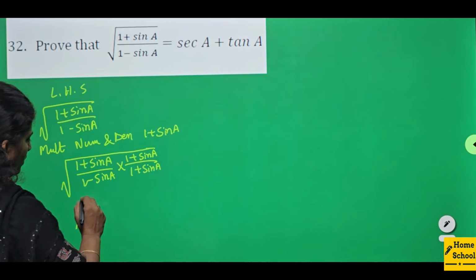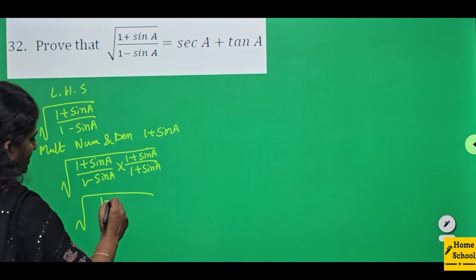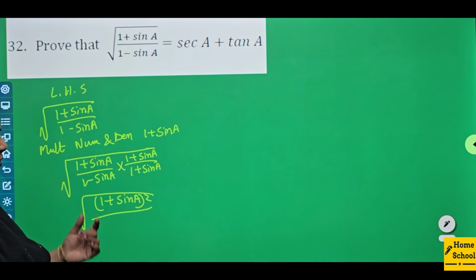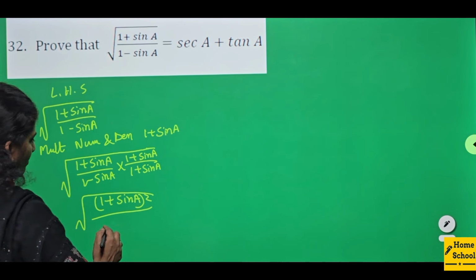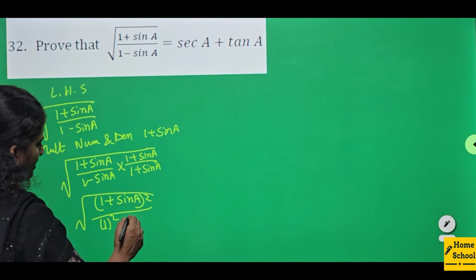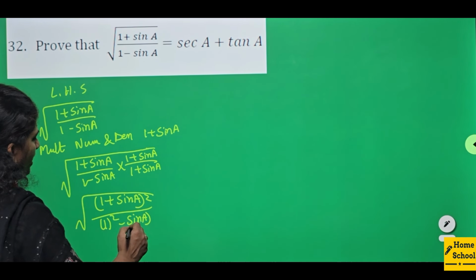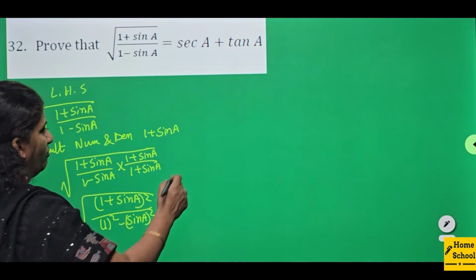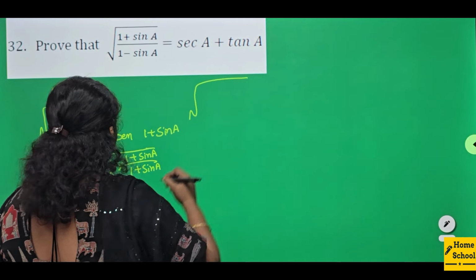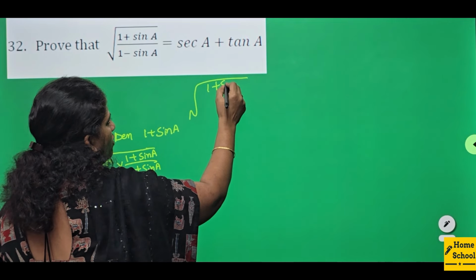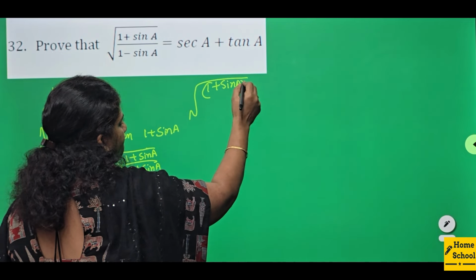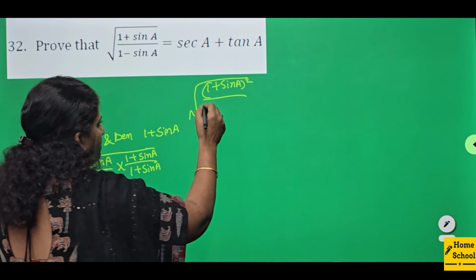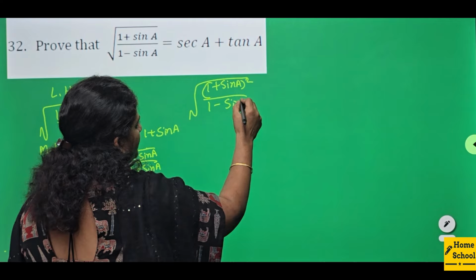Multiply numerators. What are we going to get? 1 plus sin A into 1 plus sin A is 1 plus sin A whole square. Then denominators, 1 minus sin A into 1 plus sin A will be 1 square minus sin square A. Which formula is it? A minus B into A plus B, it will be the A square minus B square formula. That is square root of 1 plus sin A whole square as it is you keep, by 1 square is 1 minus sin A whole square is sin square A, 1 minus sin square A.